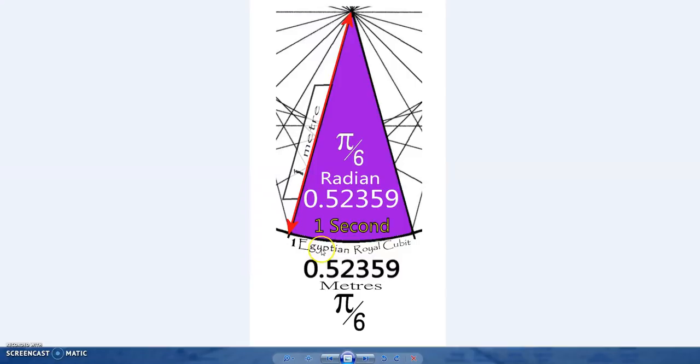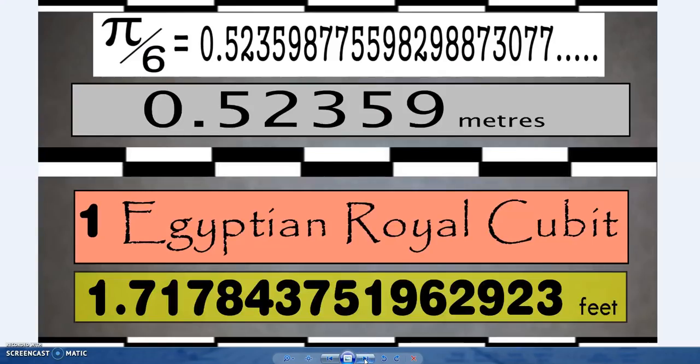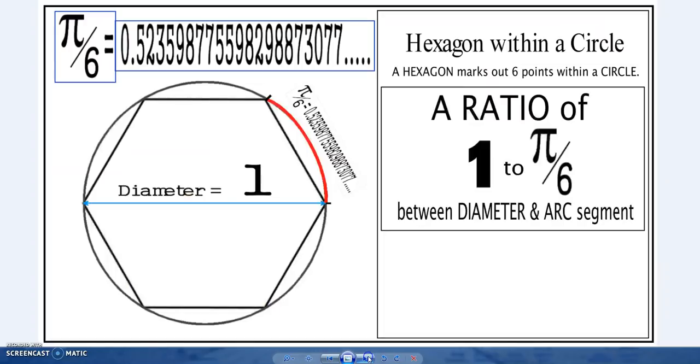That length of arc is pi over 6 meters, or pi over 6 radian, which is 30 degrees equals pi over 6 radian as well. It's a nice little link. Egyptian Royal Cubit, very close to that. Again, we can get closer to that, but I'll do that in follow-ups.